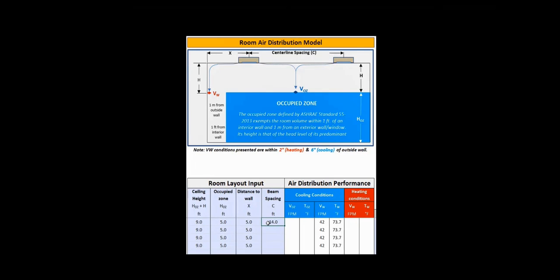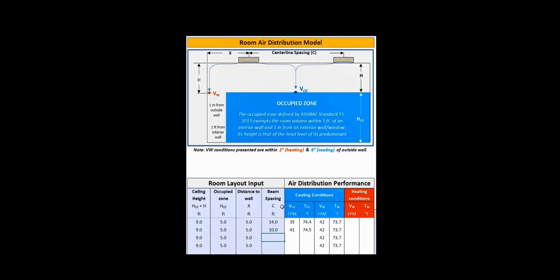Starting with a 14-foot on-center spacing, we can see that the velocity entering the occupied zone is only 35 feet per minute. We can then reduce the on-center spacing just to see how close we can get. At 10-foot on-center spacing, we're at 41 feet per minute.